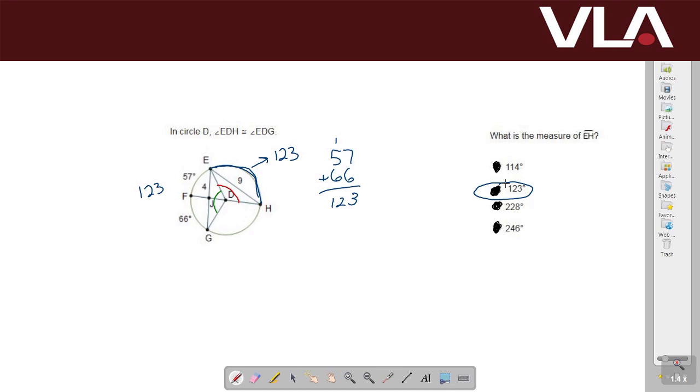These are typical problems you're going to see in this section. You're going to have to use the properties of a central angle, knowing that they're congruent to their intercepted arcs, and then find the missing values.